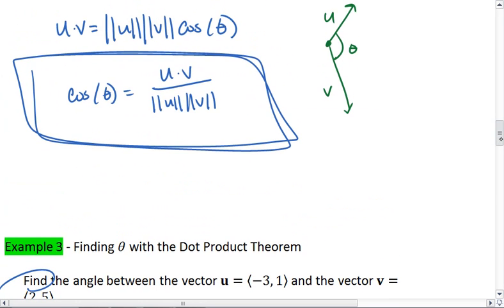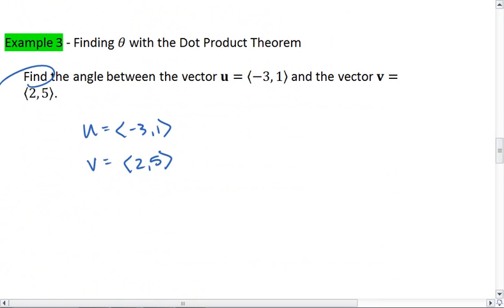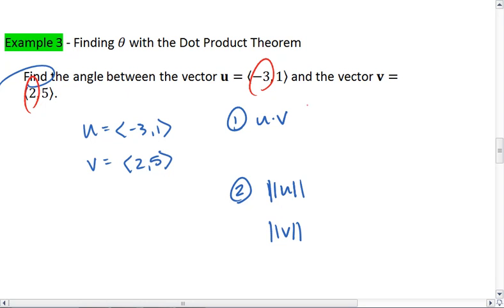To use the dot product theorem, what we need to find is first of all, what u dot v is. Then we need to find both the magnitude of u and the magnitude of v. For u dot v, we look at their horizontal components first. Negative 3 times 2 is negative 6. We then look at the vertical components. 1 and 5 is 5, which gives us negative 1 for our dot product.